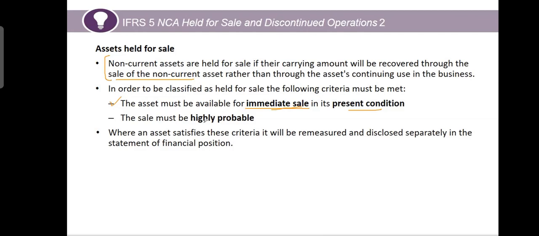And the sale must be highly probable, that you know that you will be able to sell it. Where an asset satisfies these criteria, it will be remeasured. You will remeasure it again, because before it was in your balance sheet, and probably you were showing it at the cost model. The cost model means, remember, 20,000. The vehicle cost minus 3,000 depreciation gives you 17. In the second year, 3,000 depreciation gives you 14. So before, probably you were measuring it at 14,000, which was the net book value.